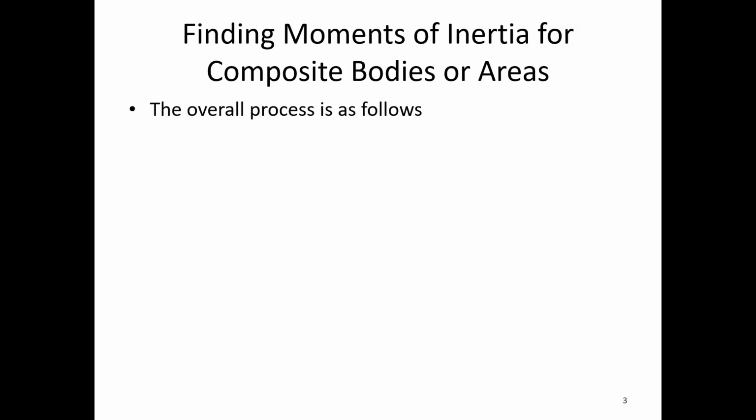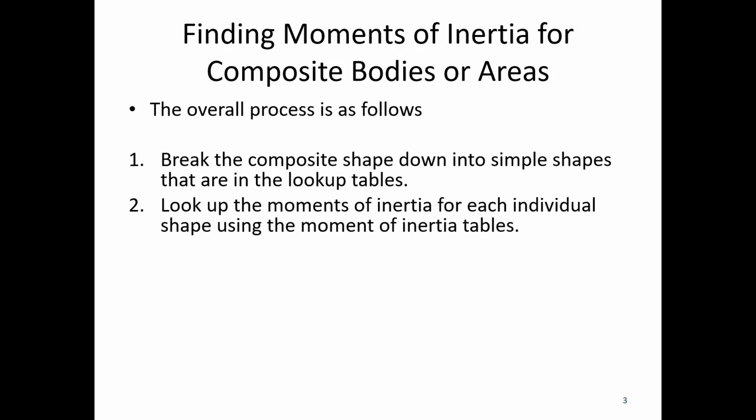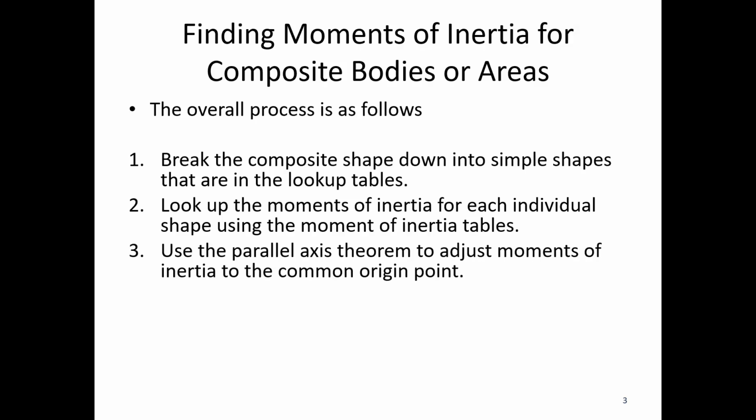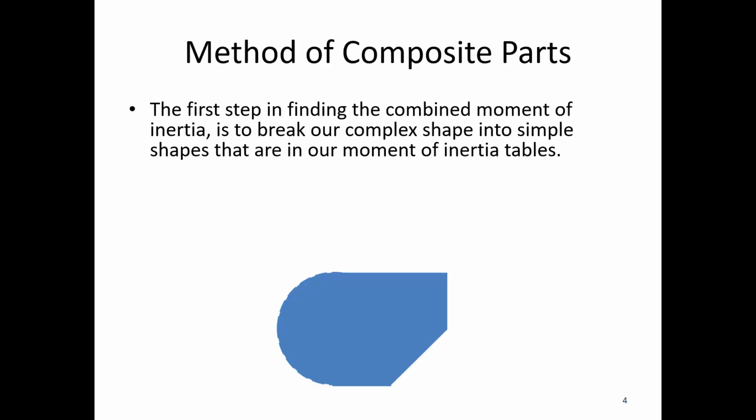So the overall process is going to be as follows. First, we're going to want to break our composite shape down into simple shapes that are in the lookup tables. We might have some body that is a bunch of pieces. We want to try to find circles, rectangles, triangles, other simple shapes that make up our overall body. We want to look up the moments of inertia for each individual shape using the moment of inertia tables. We're going to use the parallel axis theorem to adjust the moments of inertia to a common origin point we're taking the moment of inertia about. And then we simply need to add the adjusted moments of inertia together to find the overall moment of inertia for the combined shape. With this, let's start with the first step.